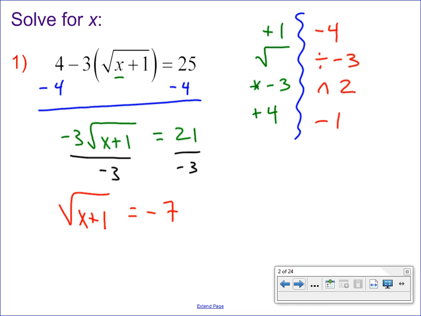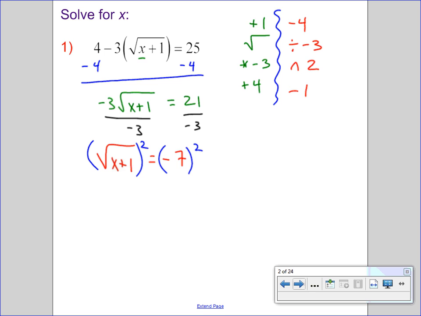How do I undo that square root? What will I do to undo that square root? Casey? Square both sides. Absolutely, thank you. So we can undo a radical with index 2 by raising both sides to the second power. So we'll go ahead and raise both sides to the second power. And when we do that, we get that quantity x plus 1 out of the radical, where I can deal with it and now solve for x.